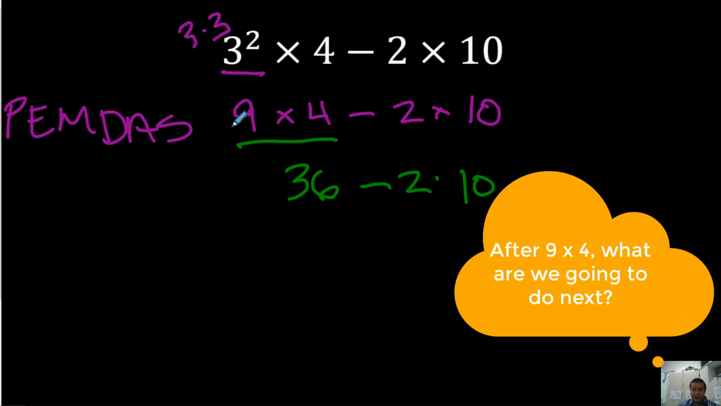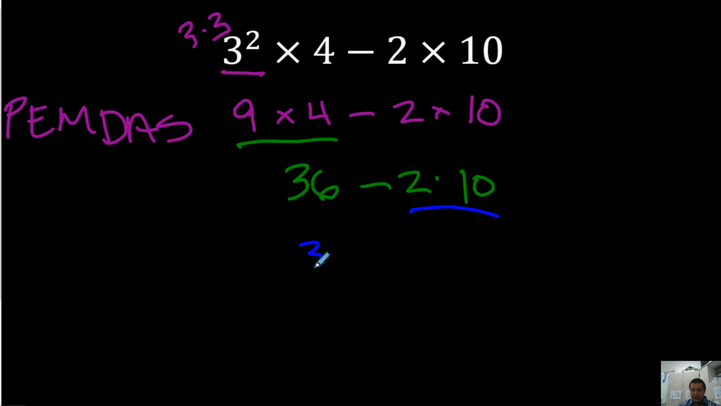Then we have subtraction and multiplication. Again, multiplication is still in front, so we're going to do this one right here. So we got 36 minus 2 times 10 is 20. And then finally, we have our last operation, which is subtraction. And we get 36 minus 20, which gets us our final answer of 16.